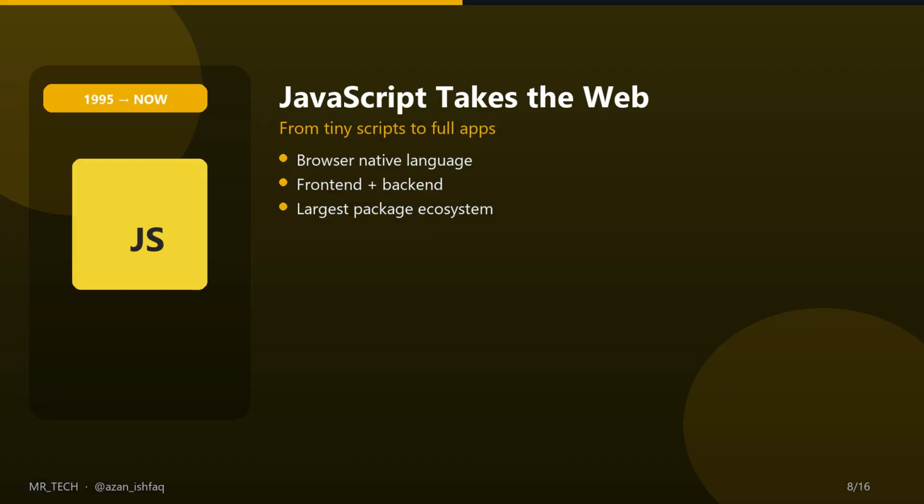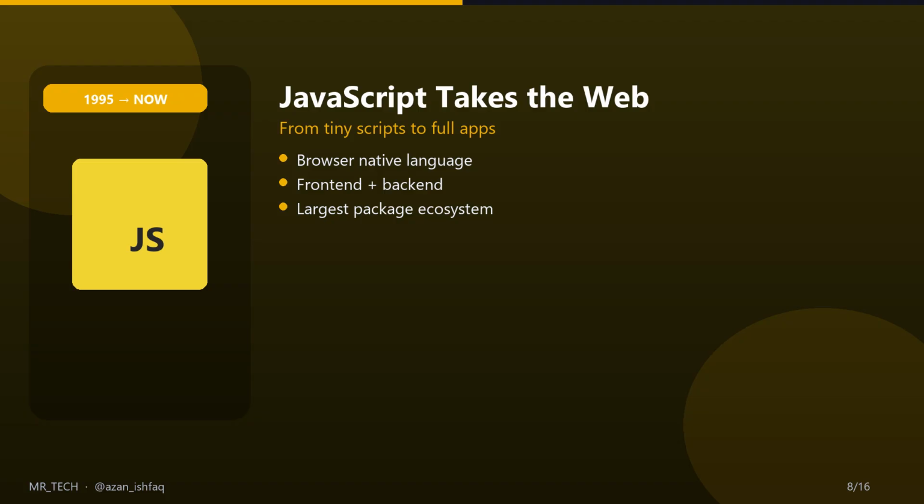JavaScript started as a small scripting tool inside browsers. Critics dismissed it as toy language energy. Then the web exploded. Every interactive page needed JavaScript. Forms, animations, dynamic content, single-page apps, all roads led to JS.